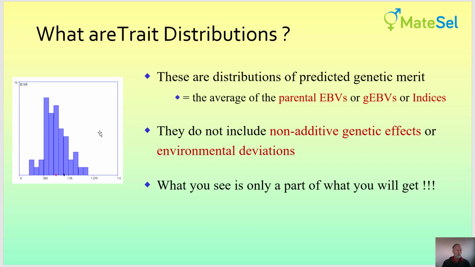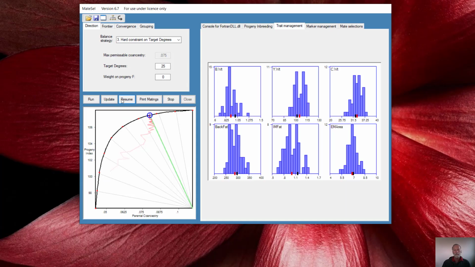In the end, especially for traits of low heritability, you'll have more variation, and you do have limited ability to control the actual results that you will get. But you do have some control, as you will see in this example coming up.